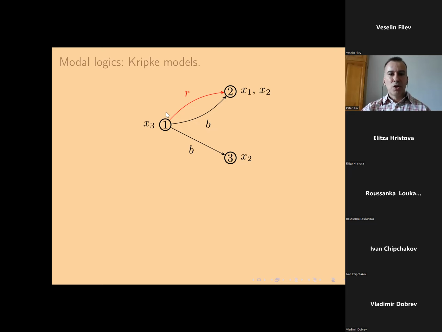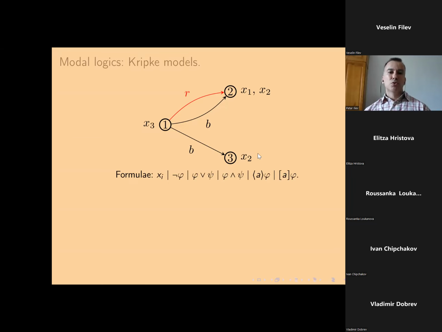Here, the nodes 1, 2, and 3 of this directed graph are colored too, but unlike the edges, the nodes can receive multiple colors. And these are usually the propositional variables that are true at each node. So here we have at node 1 the propositional variable x3 true. Here we have x1 true and x2 true in node number 2. And in node number 3, we have the propositional variable, or the color, x2 true. And this is usually called a Kripke model.